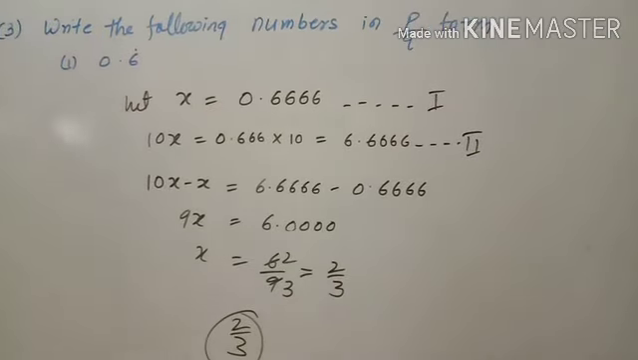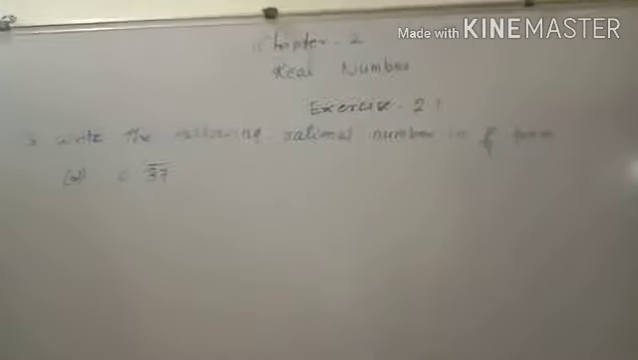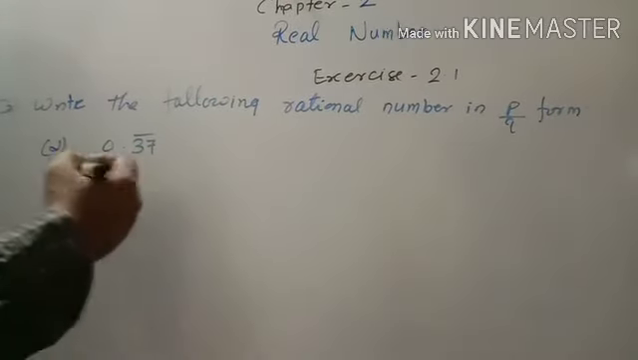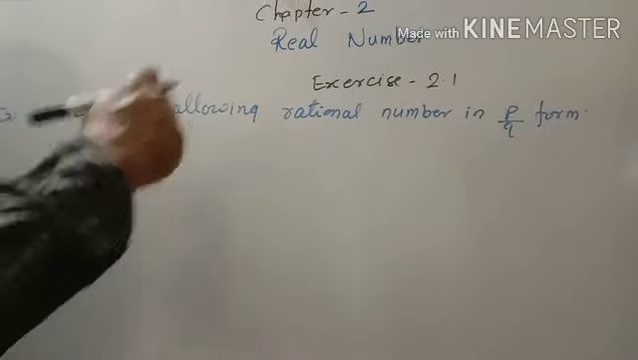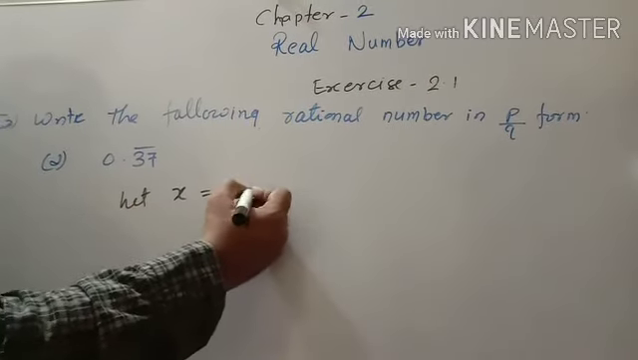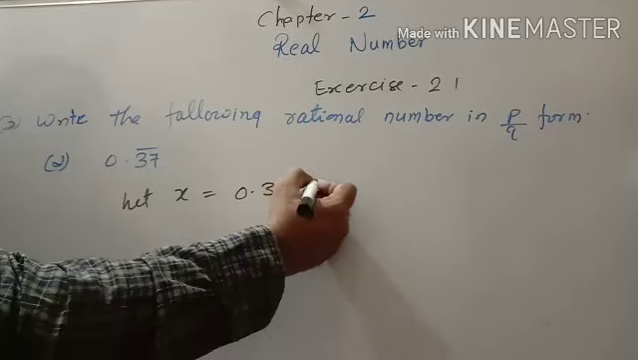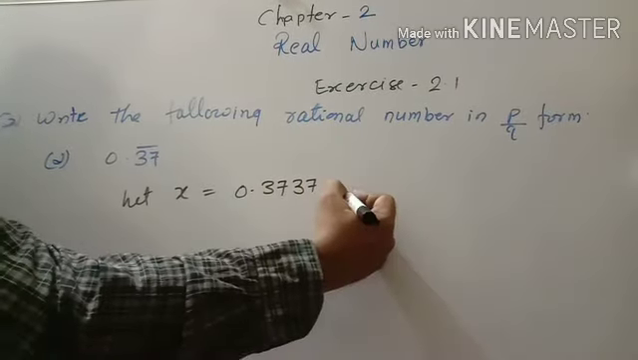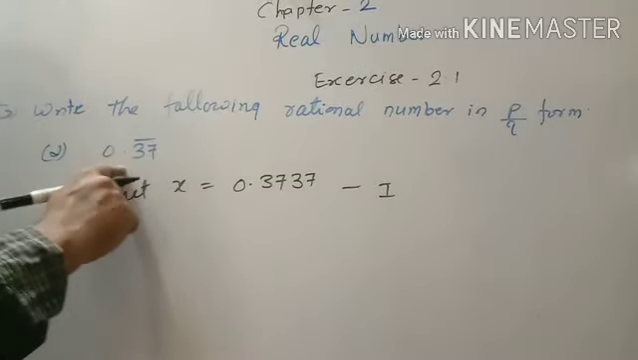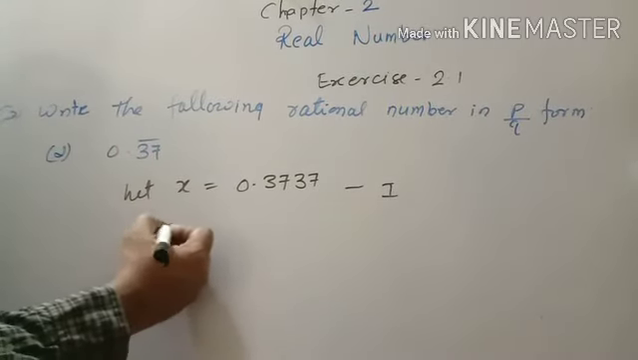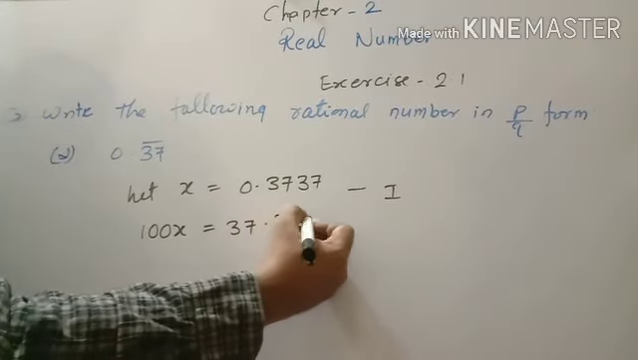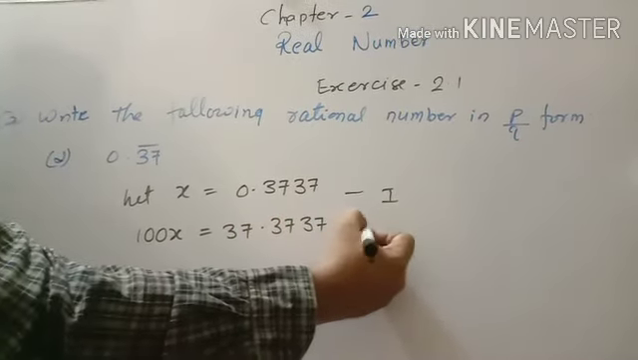Student, under question number 3, second question is 0.37 bar. That means it's 0.373737. So let x is equal to 0.3737. That is equation number 1. Now the decimal repeats at 2 digits. So we will take 100x. 100x is equal to 37.3737. That is equation number 2.